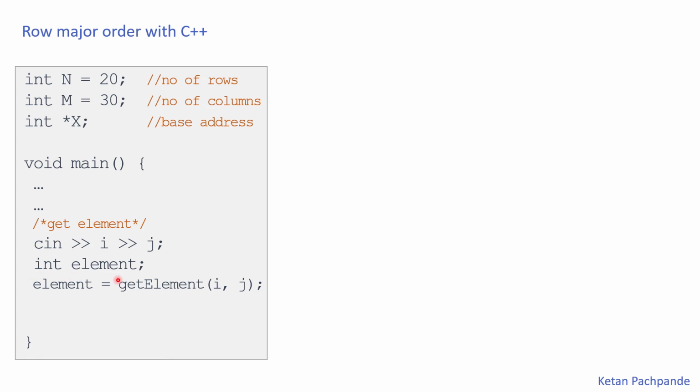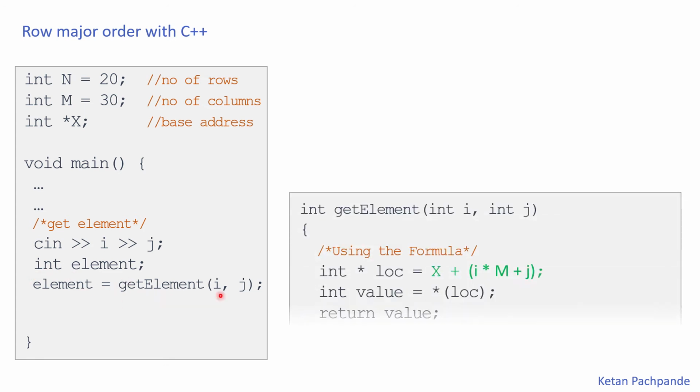Let's say the integer element, and I write another function called getElement, which again takes two arguments i and j. Using the same formula I retrieve the location of this element, and the value at that location is my interested value. I just return the value to the caller and I get the element present at the row number and column number. So remember, either to store the value or to retrieve the value, I need to use the retrieving formula. And I finally print the element on the console.